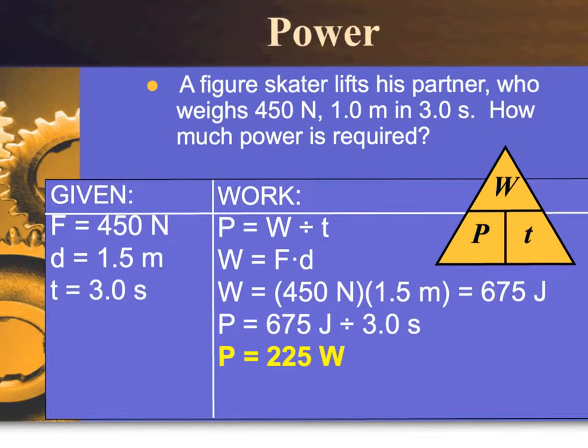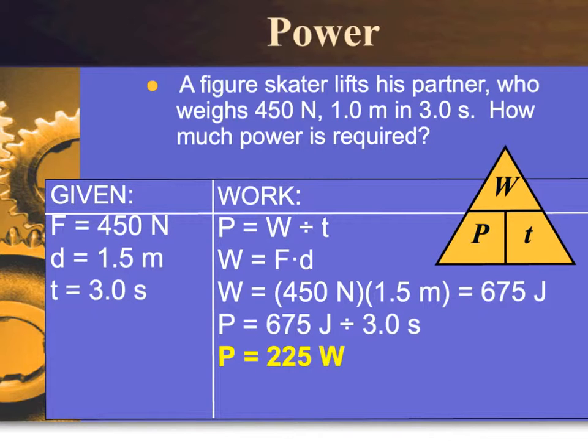Here we will be looking at power. Now the formula for power is work divided by time. Many times when we are given a formula such as power equals work divided by time, we are not given the work. We will have to go back and look at work's formula being force times distance. Now as we look at this problem, we have a figure skater that lifts his partner. The partner weighs 450 newtons. He lifts the partner 1 meter in 3 seconds. How much power is required?